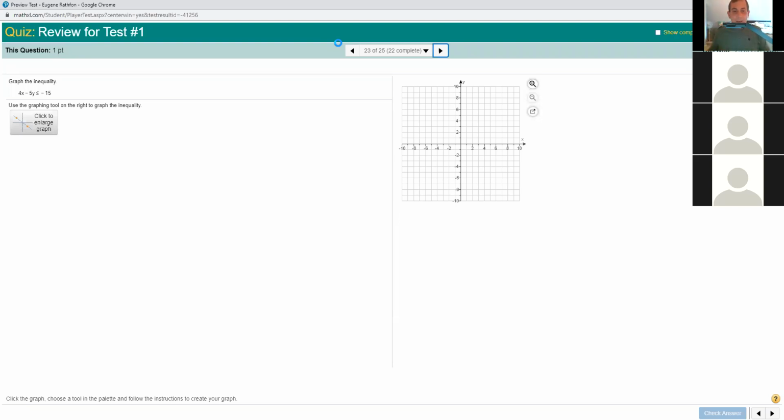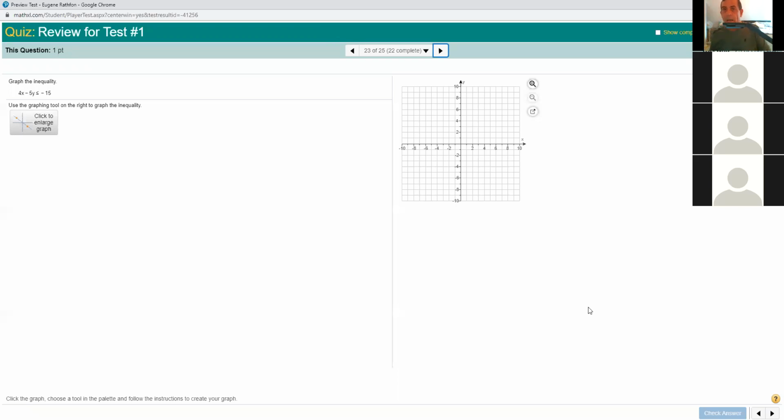All right, graph the inequality. So let me write that down real quick. 4x minus 5y is less than or equal to negative 15. All right, so let me switch you over. I'm going to do this on paper first, and then we'll put it in.